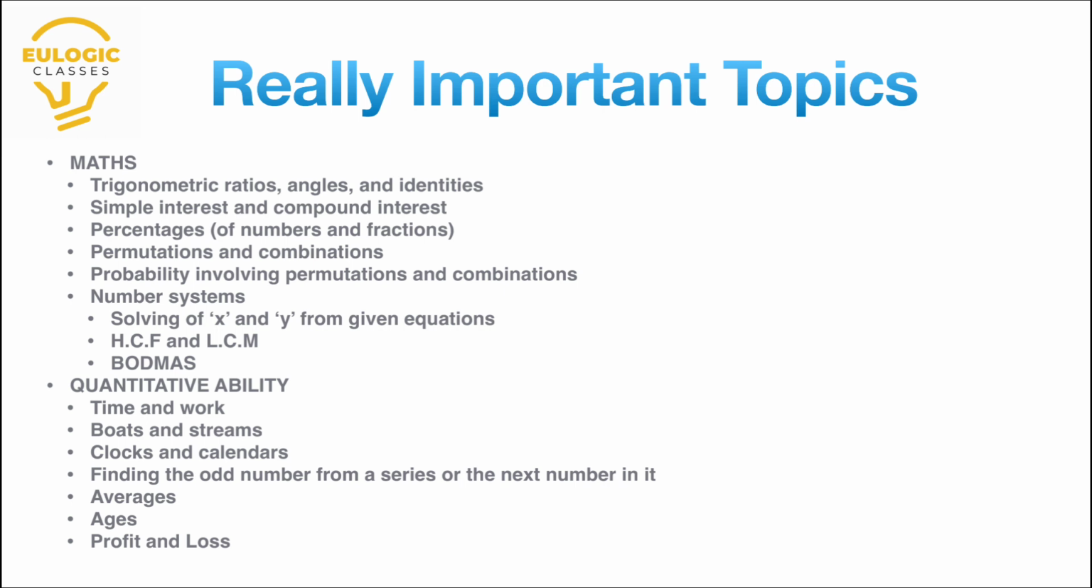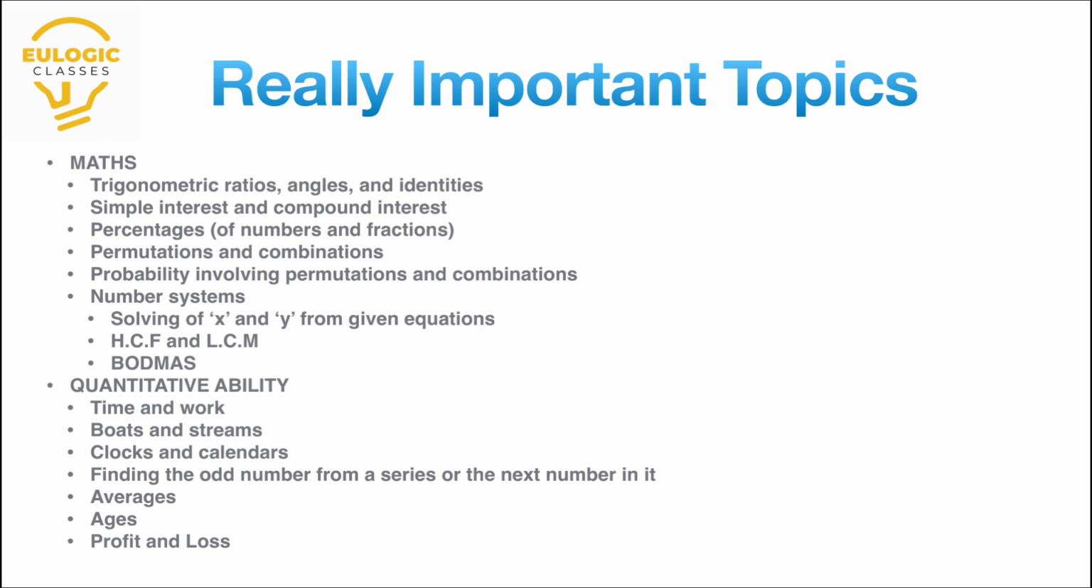As you can see on the screen, there are really important topics mentioned here. Let me name them for you: starting from trigonometry, ratio, angle, identities, questions from simple interest, compound interest, percentage, permutation combination, and in probability there are also the concepts of permutation combination, and number system. Number system is one of the most important topics related to this section.